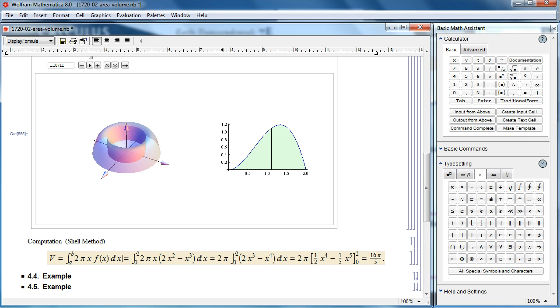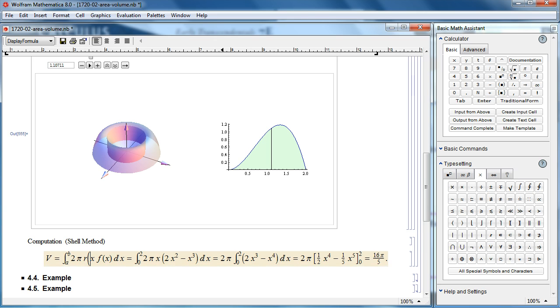But in some other situations, you have to work out the radius. So this x will have to be replaced by r of x, the radius. And f of x will be a certain height that we have to work out. We're going to discuss those in the next segment of the video.